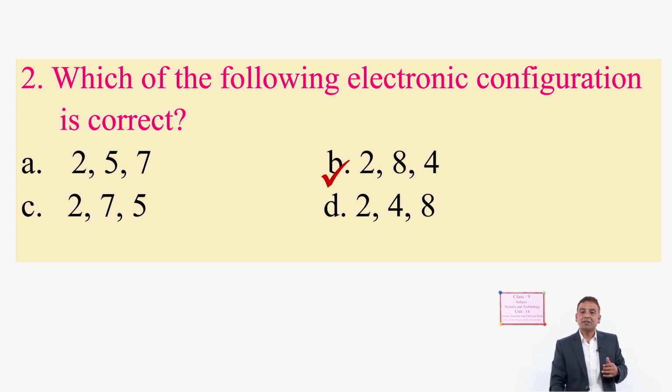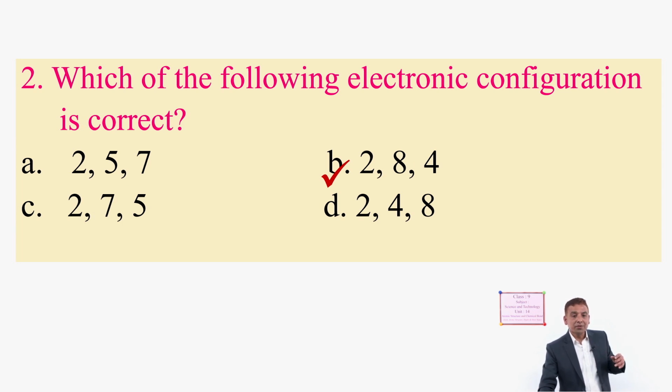Yes, exactly, this is the correct answer. First of all, why is this the correct answer? Because the K orbit should be filled first, and after filling the second orbit, the electrons will be kept in the third orbit. Without filling the second orbit, we cannot keep electrons in the third one. In option A, the second orbit can have 8 electrons, but it has only 5, so it is incorrect.